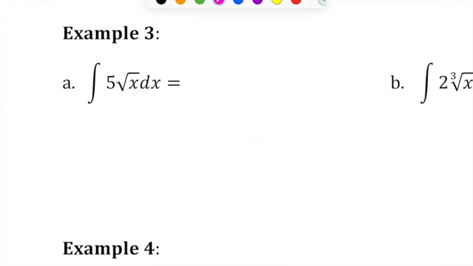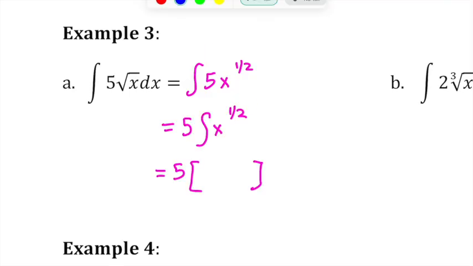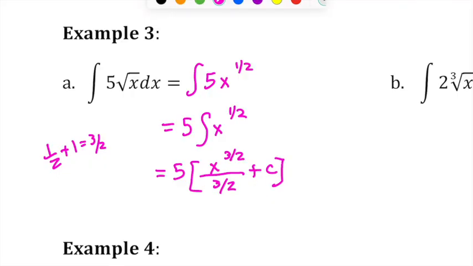Okay, so we're going to get into some of the more advanced techniques. So remember that it's always best to write these as a power. So I'm going to rewrite this as 5 times x to the 1/2. You can always take the 5 outside. So from here, we're going to add 1 to 1/2. And that gives us 3/2. So this is going to be x to the 3/2 divided by 3/2 plus c.